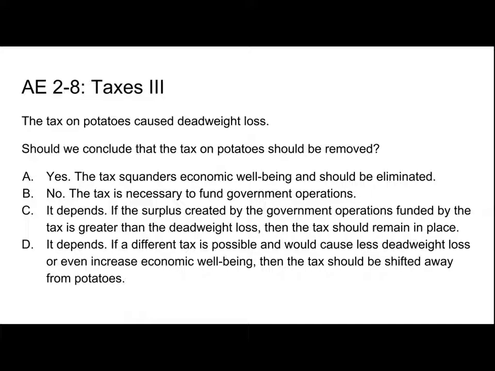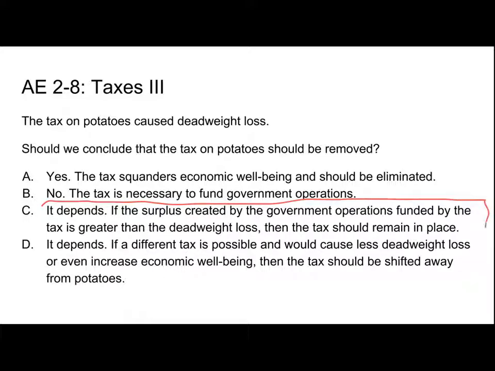C: It depends. If the surplus created by the government operations funded by the tax is greater than the dead weight loss, then the tax should remain in place. And D: It depends. If a different tax is possible and would cause less dead weight loss or even increase economic well-being, then the tax should be shifted away from potatoes. It turns out it depends on both C and D.